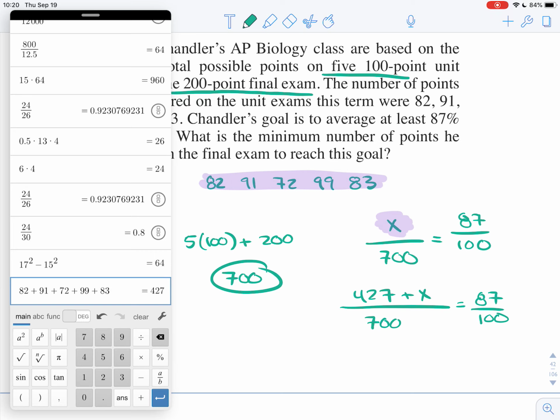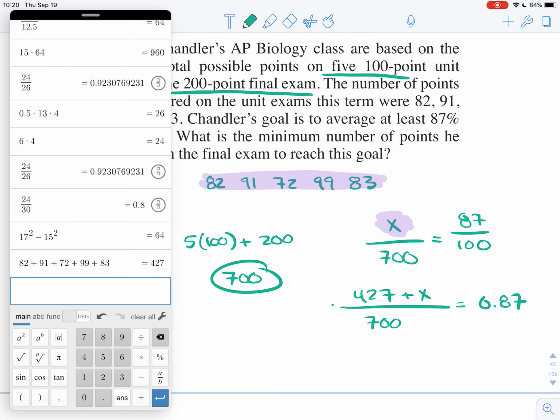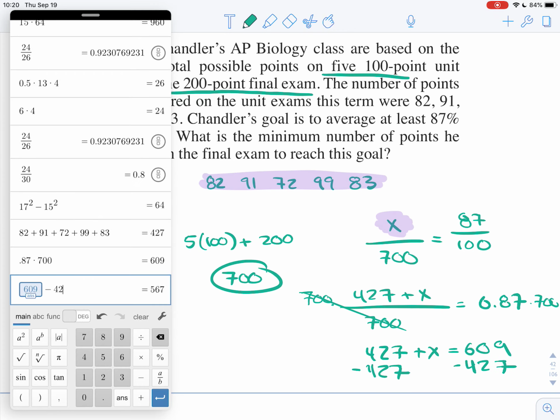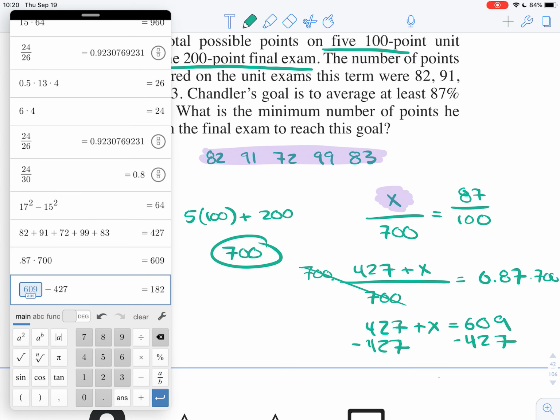Now you can just basically use some cross multiplication and solve this thing out. For my intents and purposes, just to make my life a little bit easier, because I don't like using calculator too much, I'm just going to make that 0.87, and I'm going to go ahead and multiply both sides by 700. So 0.87 times 700, that's 609. So 427 plus x equals 609. We're going to subtract 427 from both sides. And that gives us 182. And there you go.